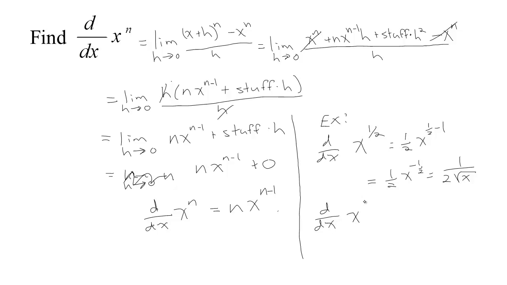So let's say we had x to some strange value, like maybe x to the e. Well, e is still a constant, so we have x to some constant power. That means that this rule applies. The power comes down, and you get x to 1 power less. Very handy rule. Lets us take the derivative of many, many things.